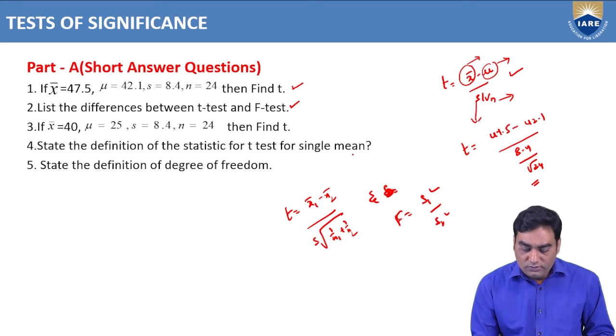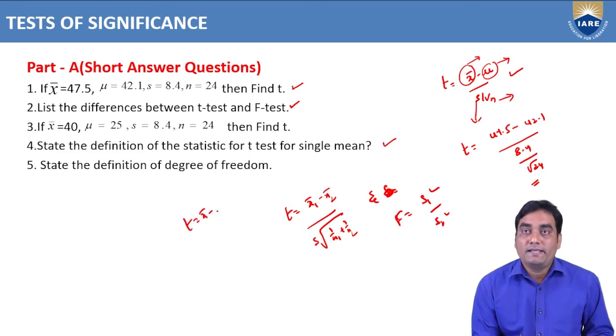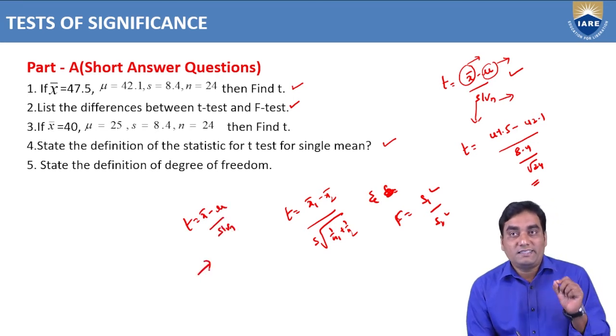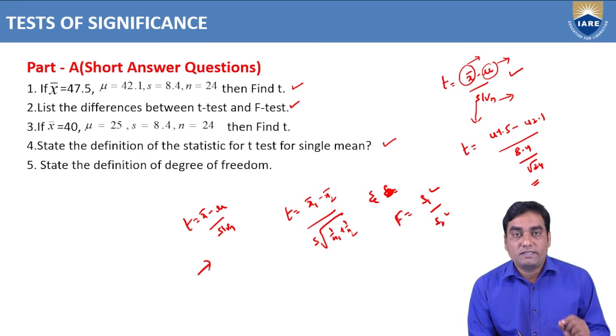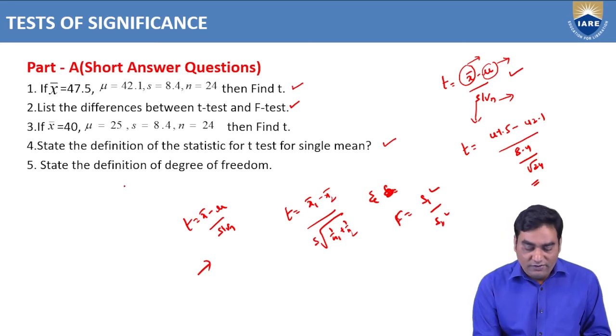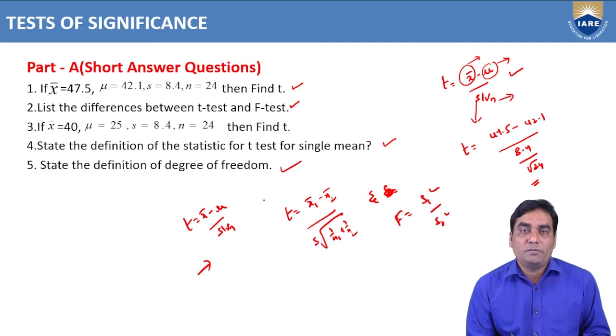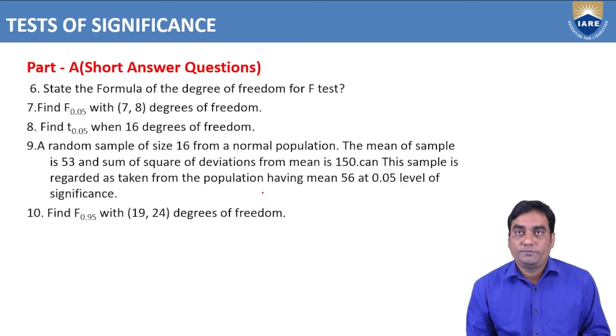And coming to the t-test for single mean, this is t equal to x bar minus mu by s by root n. Here we check whether the sample we have chosen came from the given population or not. To state the definition of degrees of freedom: the number of independent observations is known as the degrees of freedom.